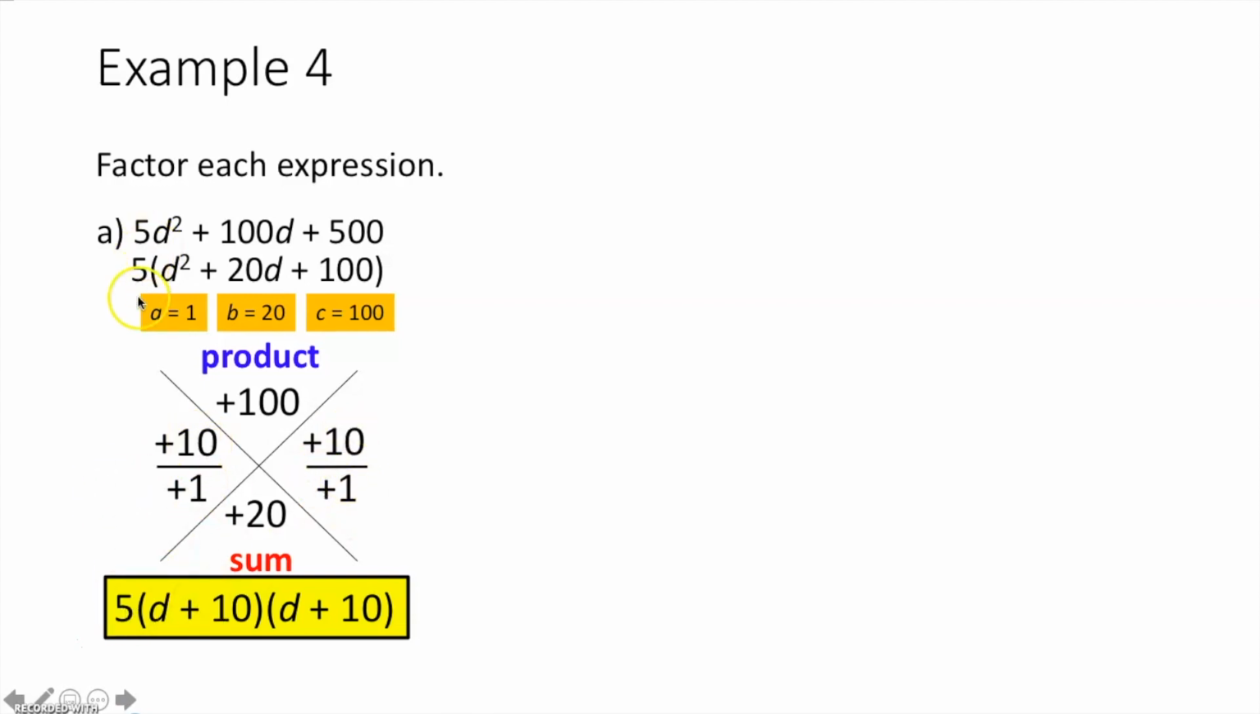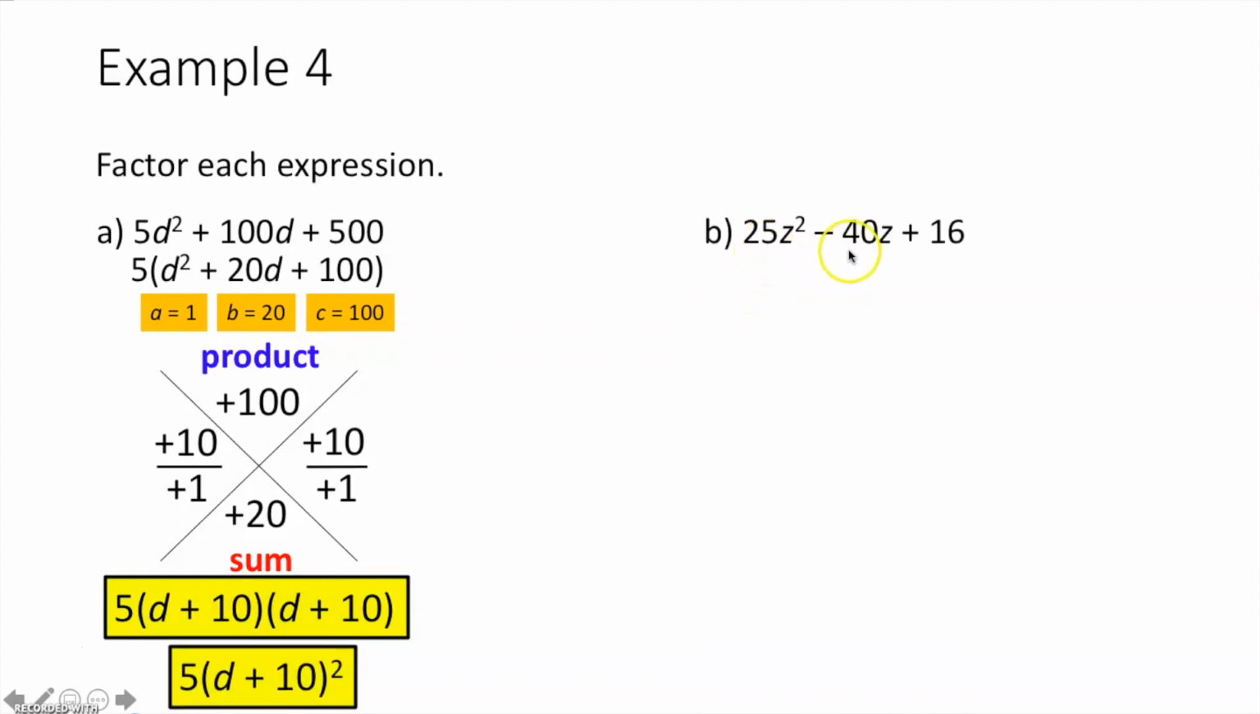Don't forget about that 5 that was on the outside. If you wanted to, since these are both the same, you could rewrite this as 5 times d plus 10 squared. Part B. First, check, is there something that you can factor out of each of these?